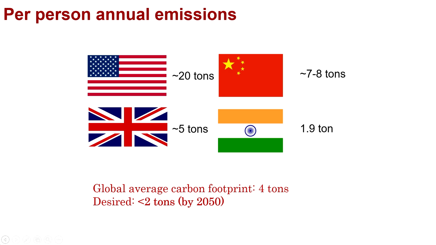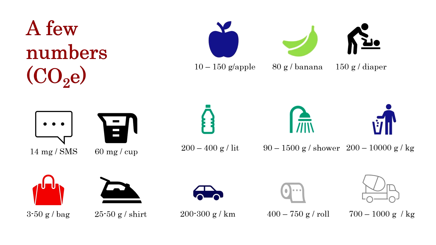So, these are some numbers per person annual emission. In case of US it is 20 tons, in case of UK it is 5 tons, in case of China it is 7 to 8 tons, in India is 1.9 ton. And if we want to prevent global warming from happening, what is desirable is that global average footprint must be lower than 2 tons, and today we have global average of 4 tons. So, we have a long way to go, and this is a very difficult task because we are all rapidly becoming richer and consuming more and more, as a result consuming more and more of energy. So, these are some numbers in this context.